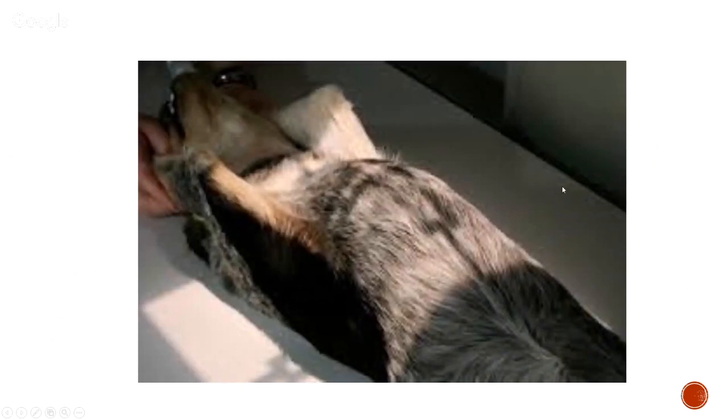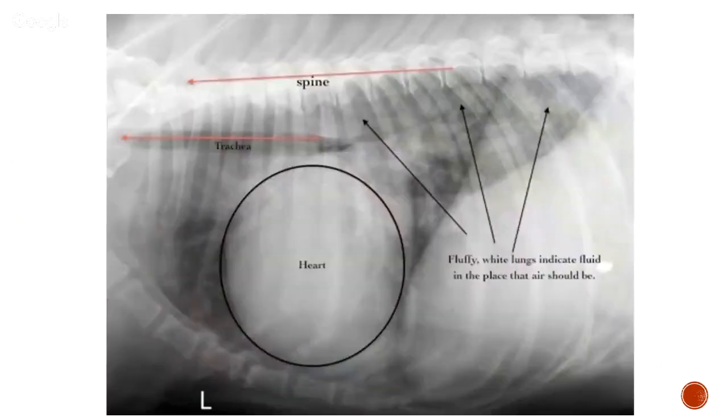This is a VD view, so a ventrodorsal view. The animal's lying on his back. When you place this animal to get a chest x-ray, like we just saw, I'm going to show you that in a second. That was a lateral view. This is a VD view. That cross needs to be right between the armpits. Okay, it's a little higher than you would expect.